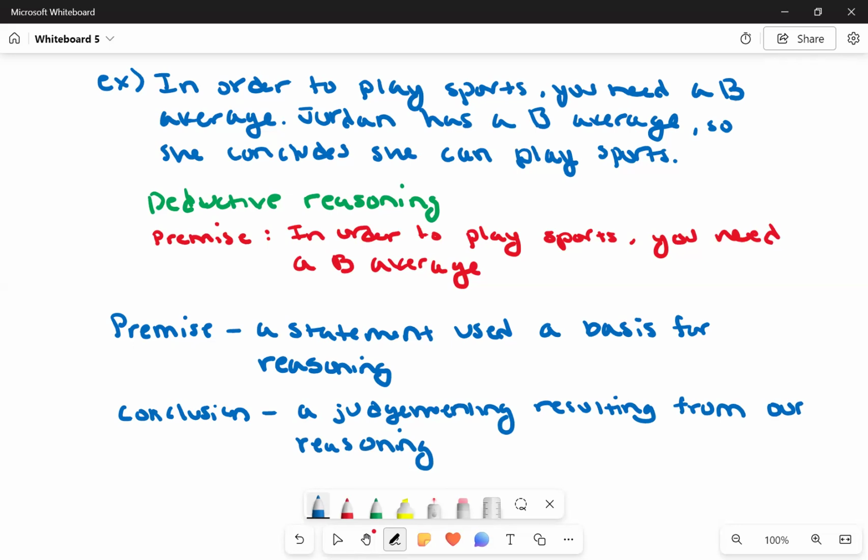So in this previous example, Jordan has a B average, so she concludes she can play sports. In the example before that, Bill decides he can't watch his team on TV anymore because that means it's not going to cause his team to lose, right? Like that's kind of the final part of that conclusion. But that was his conclusion. I can't watch them on TV anymore. I'm making them lose. All right.